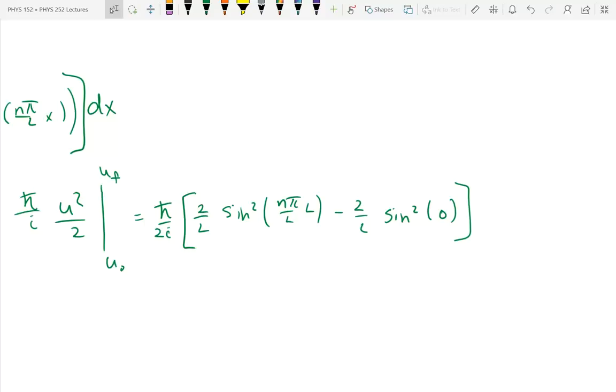So I have that. Well, what's sine squared of n pi over L times L? In other words, sine squared of n pi. Sine of n pi is always 0. That was how we actually found the quantized energies, because 0 minus the sine of 0 is 0 equals 0. So our expectation value for momentum is 0.